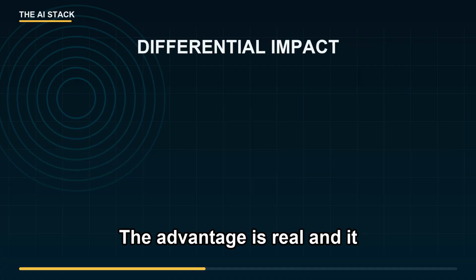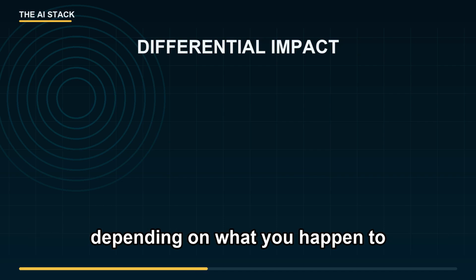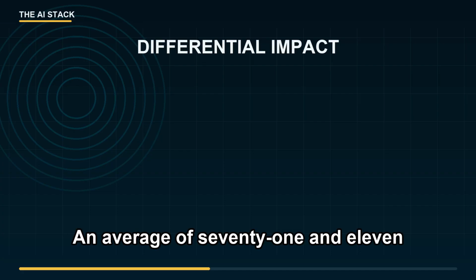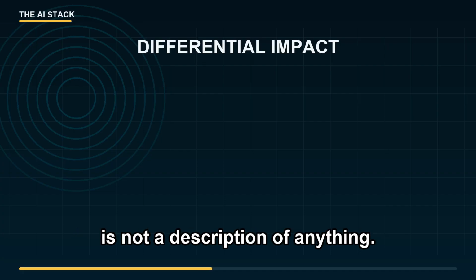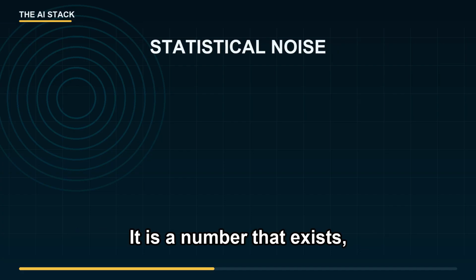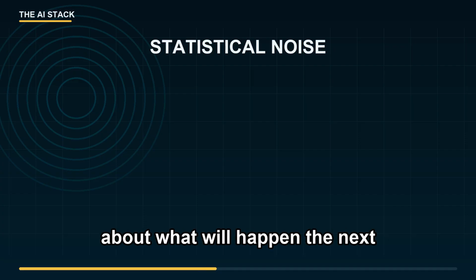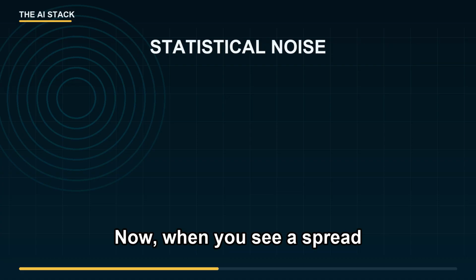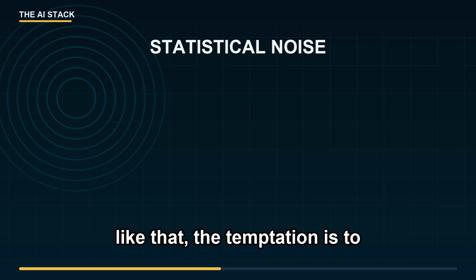The advantage is real and it is somewhere between enormous and negligible depending on what you happen to ask. An average of 71 and 11 is not a description of anything. It is a number that exists, and it tells you almost nothing about what will happen the next time you press enter.